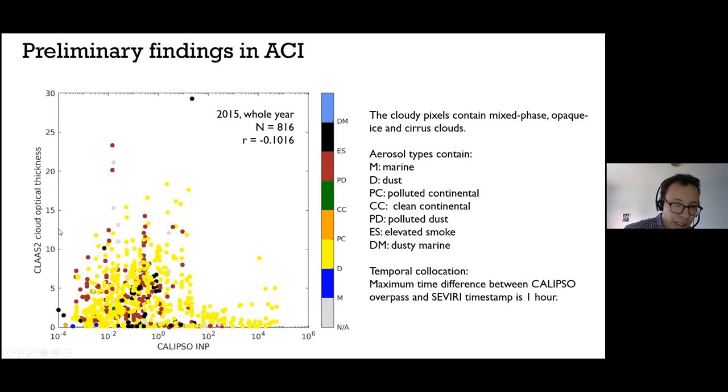There's this one where nothing really happens, and then there's this one where an increase in INP concentration also leads to an increase in cloud optical thickness. Now this is for a time delay between the observations of 1 hour. If we were to decrease this to half an hour, the correlation would actually improve.